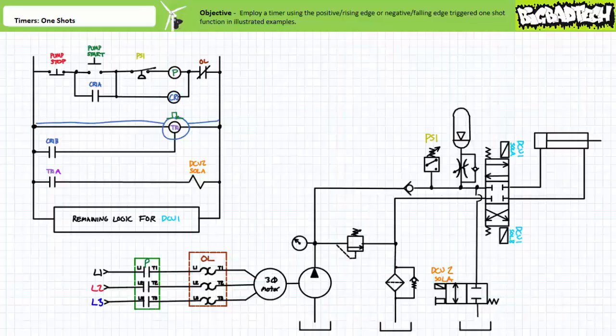I like to think of positive edge triggered one-shots as those functions that must occur once when something starts. Examples being when an operator first presses a button or at the moment some automatic input is initially triggered. In contrast, I like to think of negative edge triggered one-shots as those functions that must occur once when something ends. Examples being when an operator releases a button or when a system shuts down.